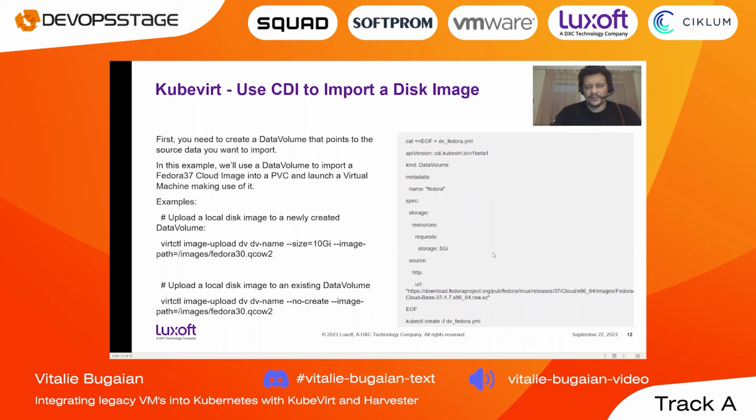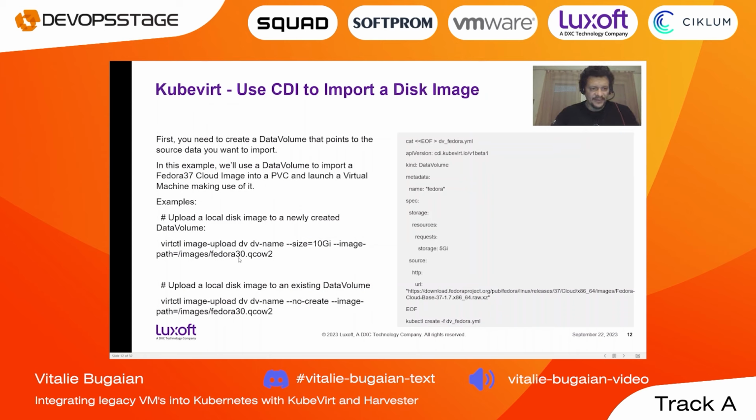This one is pointing to a remote source, to an HTTP URL. So from this URL, it will get the image. It will create a PVC from that data volume, and then when you create a virtual machine spec, you can point that to the PVC that it created.